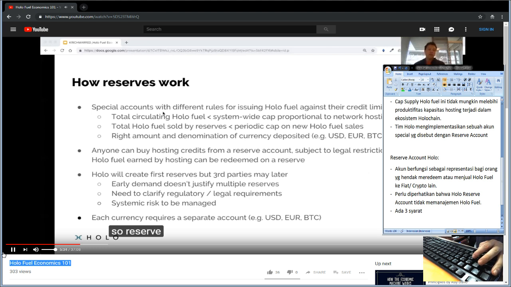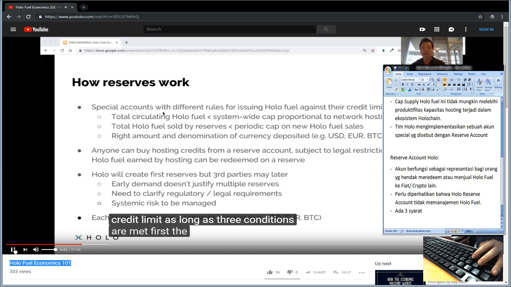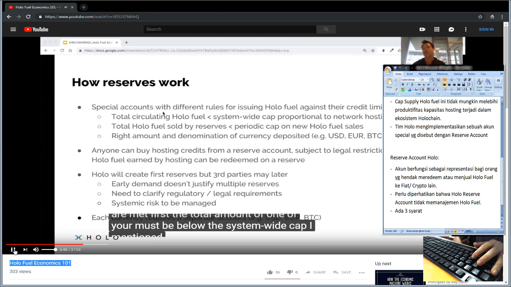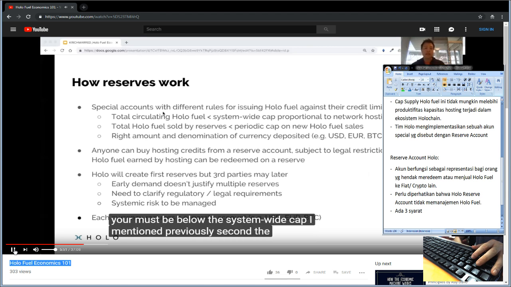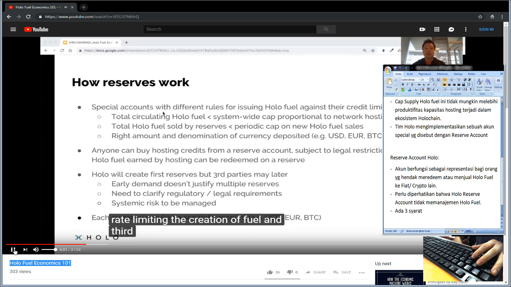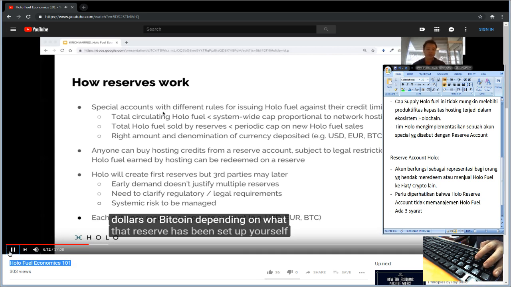So, reserve accounts are accounts that can sell Holo Fuel against their credit limit as long as 3 conditions are met. First, the total amount of Holo Fuel must be below the system-wide cap I mentioned previously. Second, the amount of recently sold Holo Fuel should be below a periodic cap. Essentially, we're rate limiting the creation of fuel. And third, they have to receive an accepted reserve currency, such as US dollars or Bitcoin, depending on what that reserve has been set up to accept.